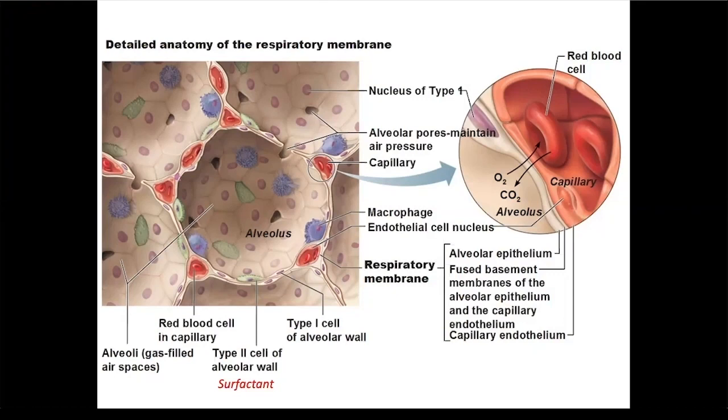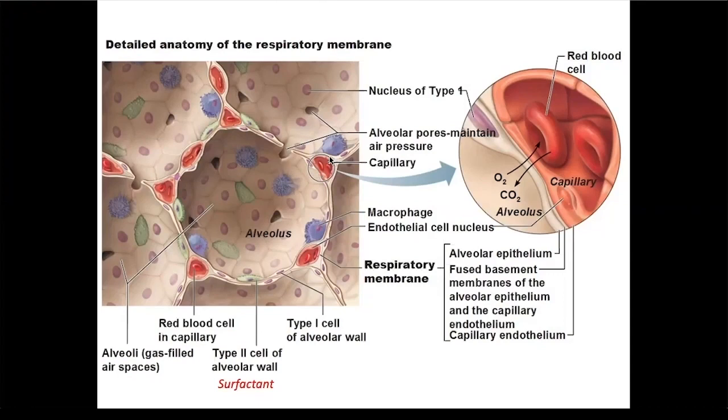You don't have cilia here, you don't have goblet cells, and the only way that you can get rid of anything that has managed to make it into the alveoli is by using macrophages. So these are alveolar macrophages. These here are capillaries, these are your pulmonary capillaries. You're also going to have some pores that help maintain the air pressure.